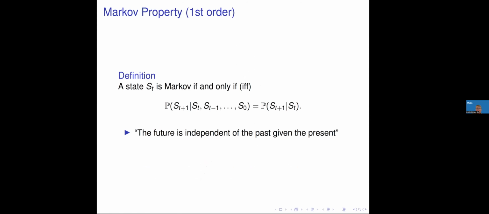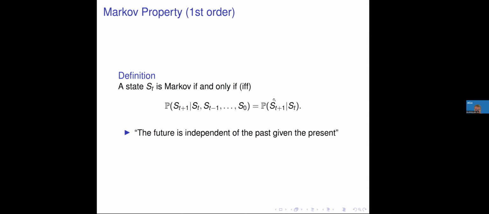So first of all, I will define the so-called Markov property, or first order Markov property. A stochastic process S_t is Markov if and only if the conditional probability of S_{t+1} conditioned on the history, which means S_0, S_1, S_2 up to S_t, equals the conditional probability of S_{t+1} conditioned on S_t.